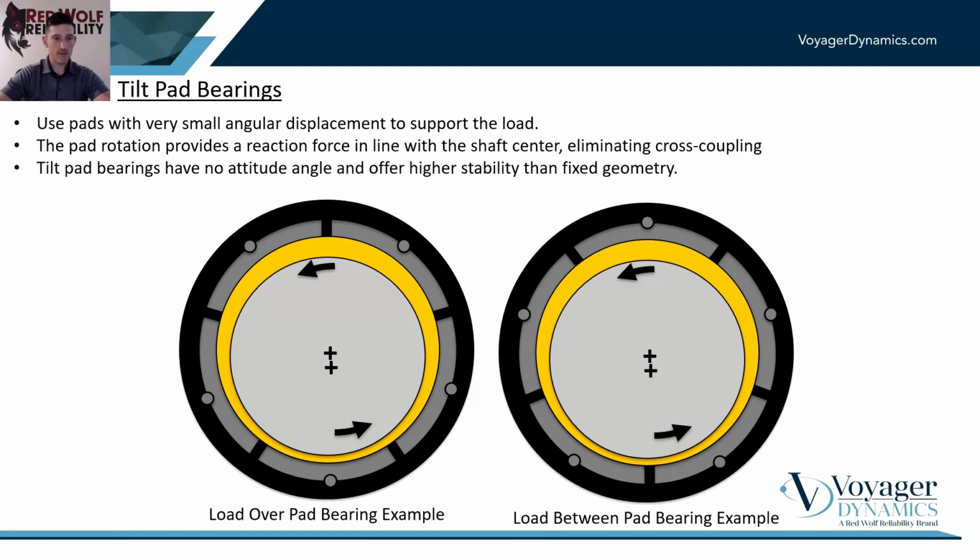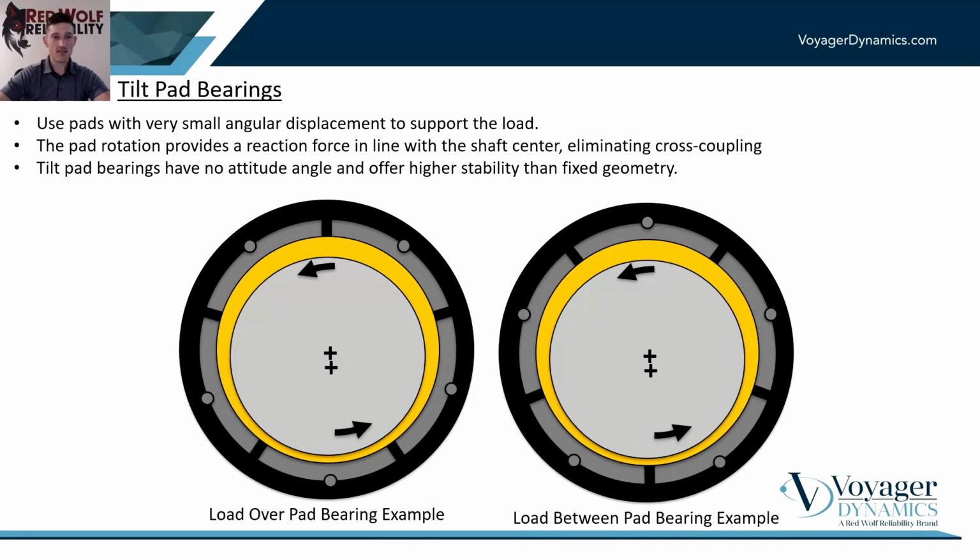So these tilt pad bearings of any style, they come in all different numbers of pads. They come in different orientations, different offsets between pads. There's a lot of controls that can be managed in those. But the big important thing is that the tilt pad bearings use pads with a small angular displacement to support the load of the rotor. The pad rotation provides a reaction force in line with the shaft center, which eliminates cross-coupling. Remember, we talked about cross-coupling a few slides ago?